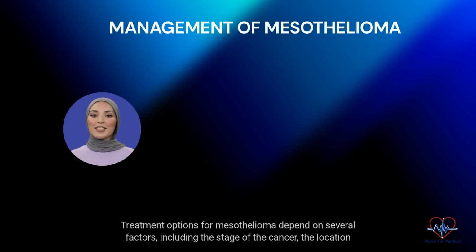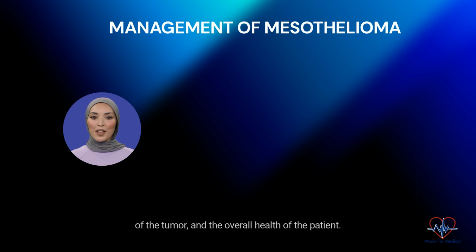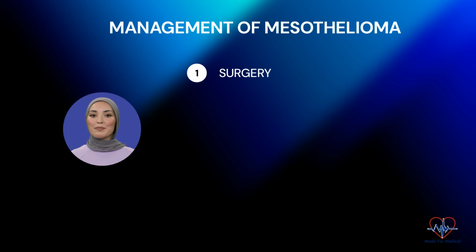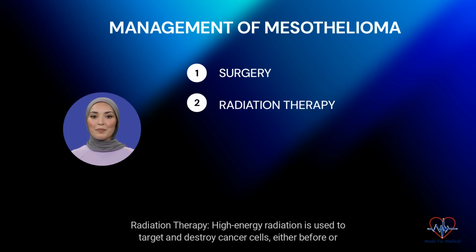Treatment options for mesothelioma depend on several factors, including the stage of the cancer, the location of the tumor, and the overall health of the patient. Common treatment modalities include: Surgery. Surgical options may include removal of the tumor, affected tissues, or organs, depending on the extent of the cancer. Radiation therapy.